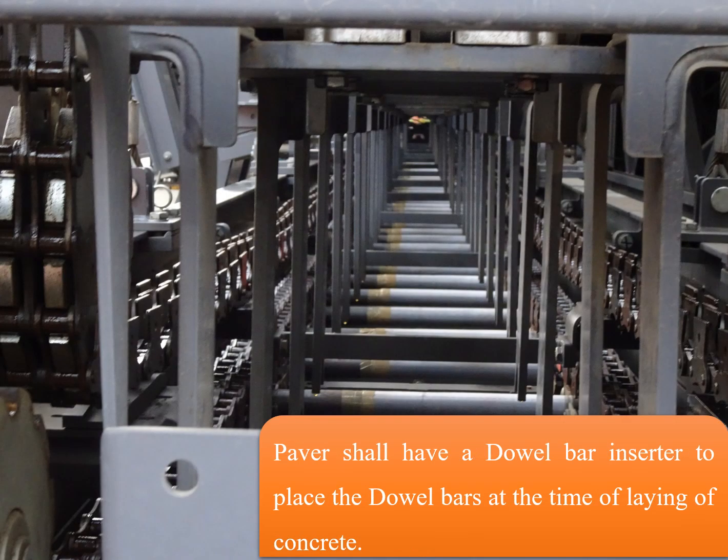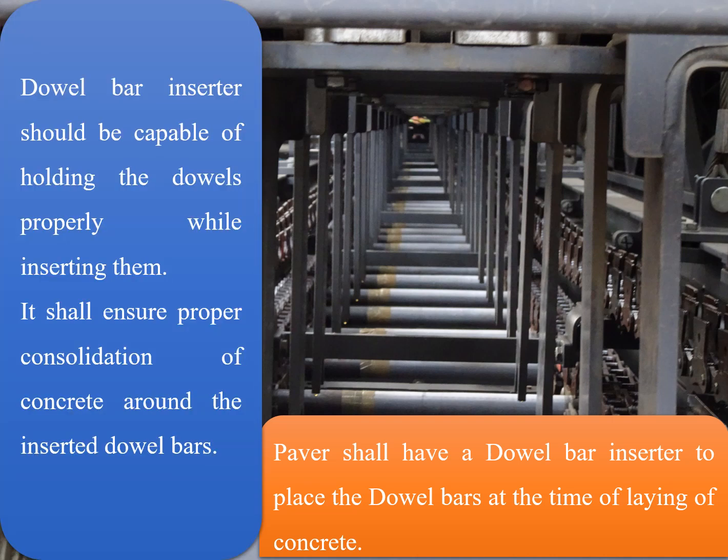Paver shall have a dowel bar inserter to place the dowel bars at the time of laying of concrete. Dowel bar inserters should be capable of holding the dowels properly while inserting them. It shall ensure consolidation of concrete around the inserted dowel bars, leaving no marks of being pressed inside the concrete. In case you see a mark of dowel bars due to the consistency of the mix as the paver moves forward, the same needs to be corrected manually using masons and their team.